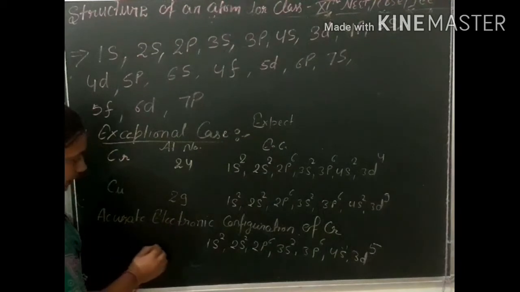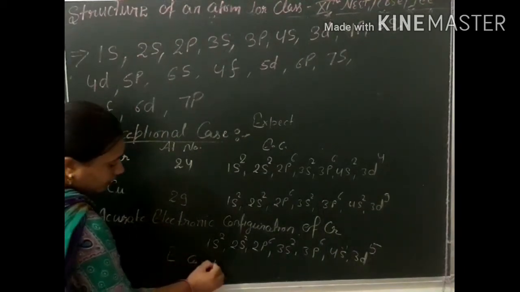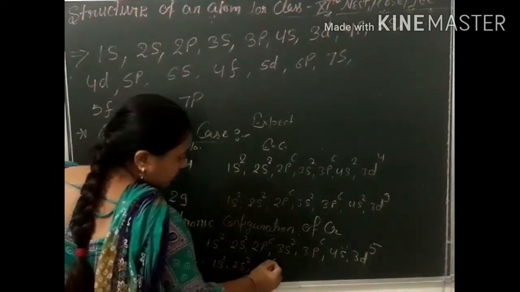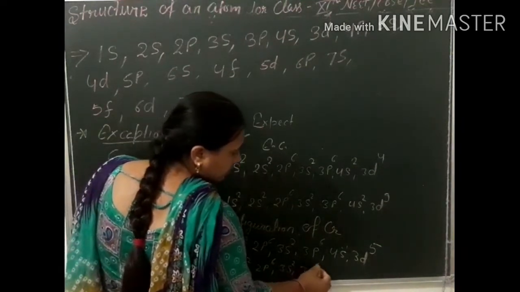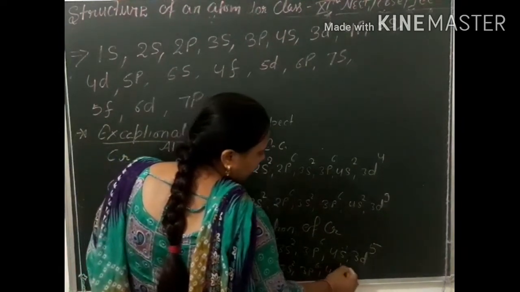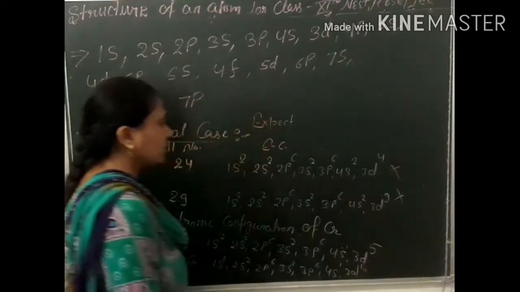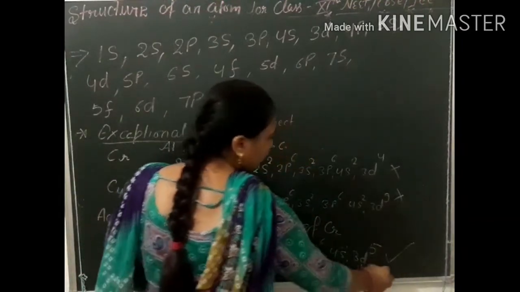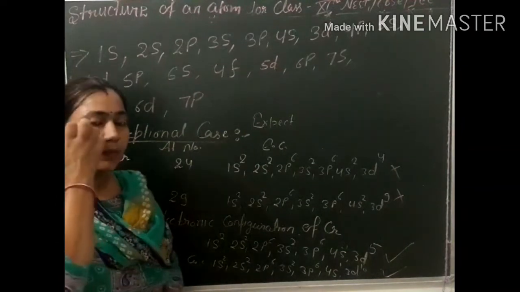And the accurate electronic configuration of copper is 1s2, 2s2, 2p6, 3s2, 3p6, 4s1 and 3d10. Now the earlier one is not the electronic configuration of chromium and copper. The electronic configuration of chromium and copper is this. Now we will discuss why this is possible.